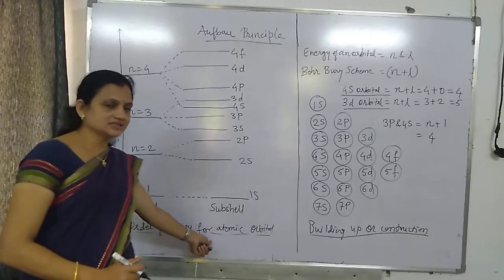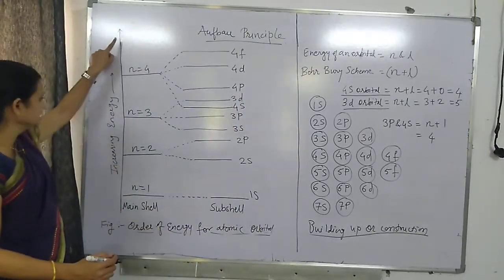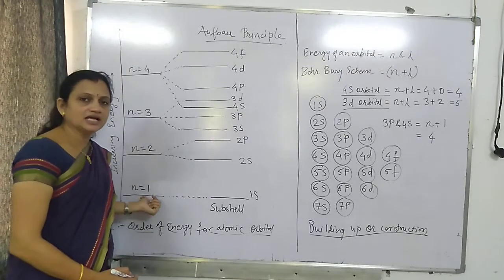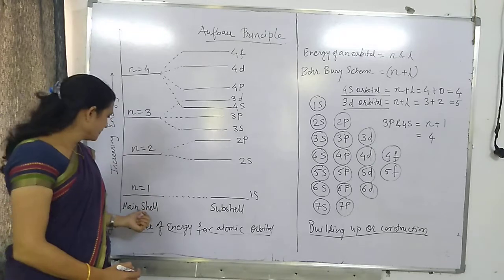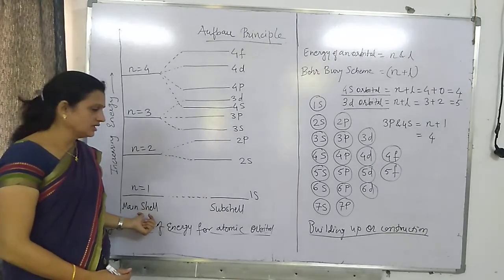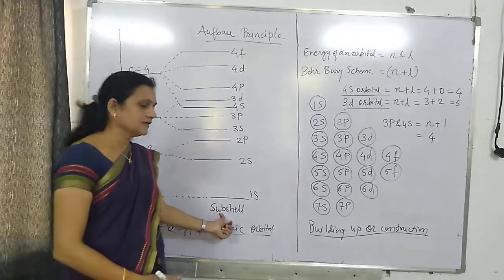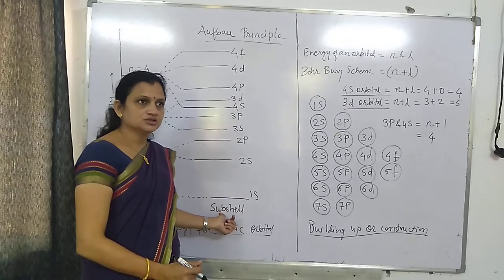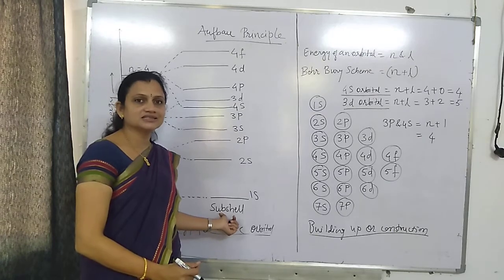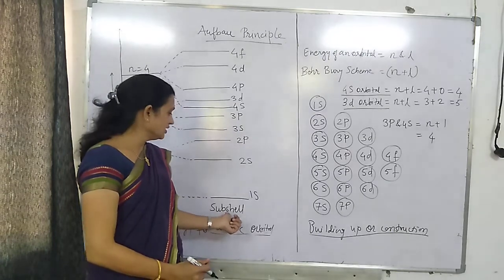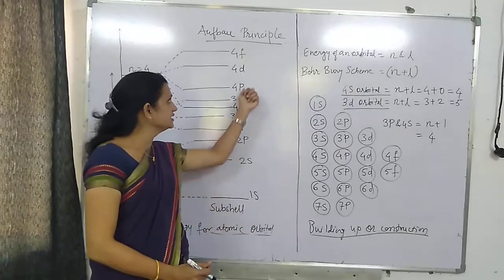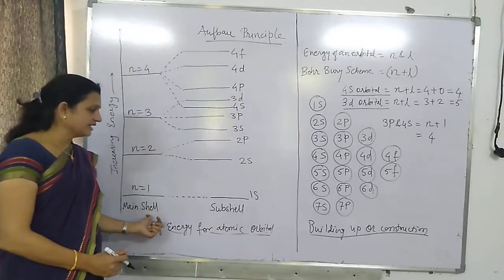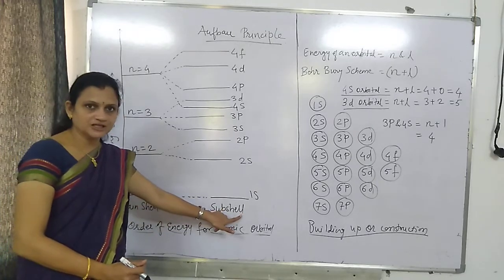See here, this is the diagram. This is the increasing energy level. This is n is equal to 1. N means principal quantum number, which indicates the main shell, and another is subshell, which is denoted by l, that is azimuthal quantum number. So different subshells are there, s, p, d and f. So it is indicated by this s, p, d and f. So here n is equal to 1, it is the main shell and this is the subshell.